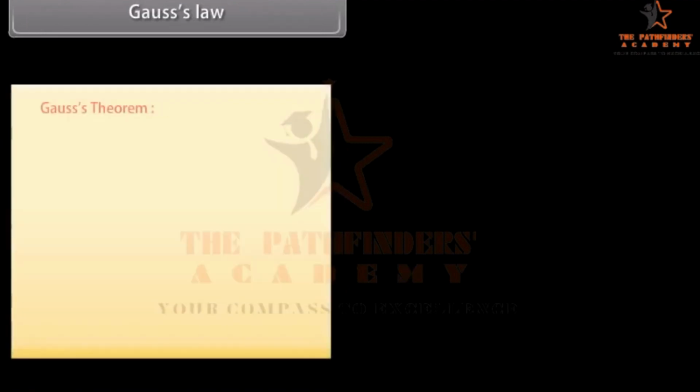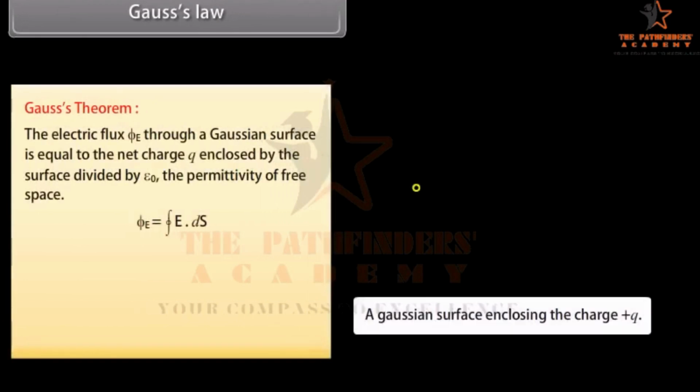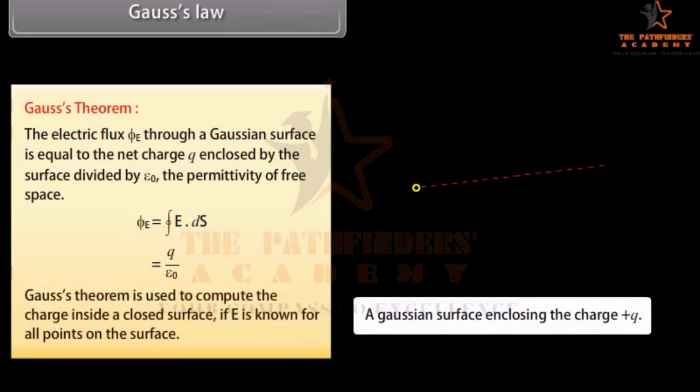Gauss's law. Gauss's theorem. The electric flux phi E through a Gaussian surface is equal to the net charge q enclosed by the surface divided by epsilon naught, the permittivity of free space. Gauss's theorem is used to compute the charge inside a closed surface if E is known for all points on the surface.